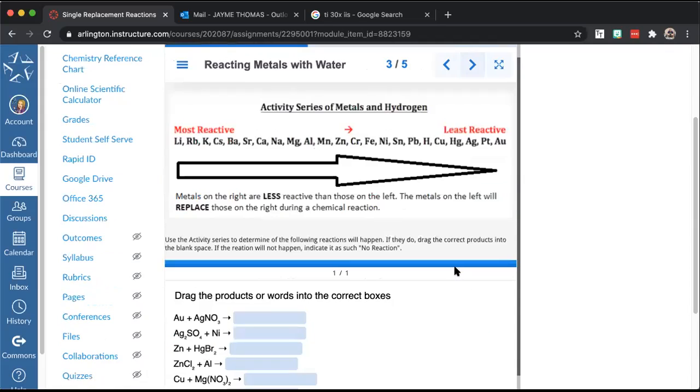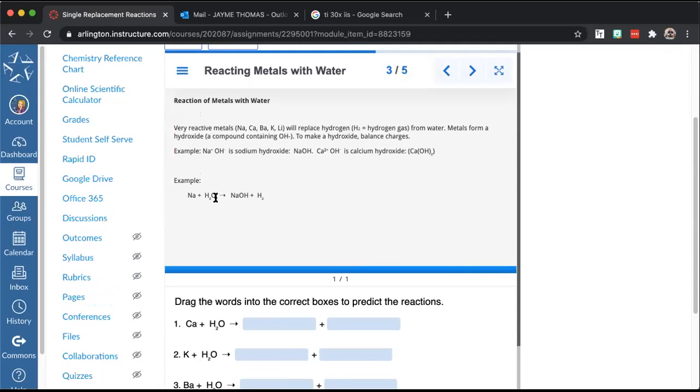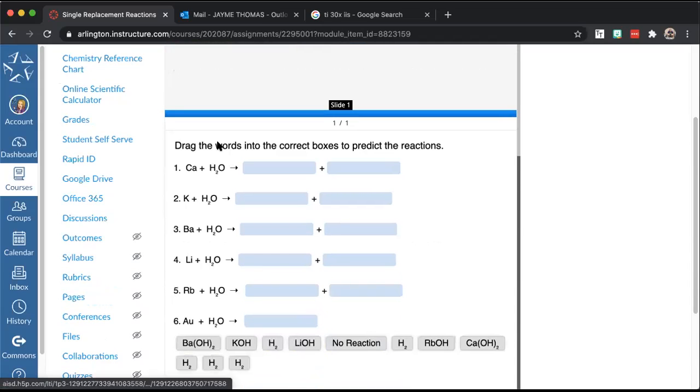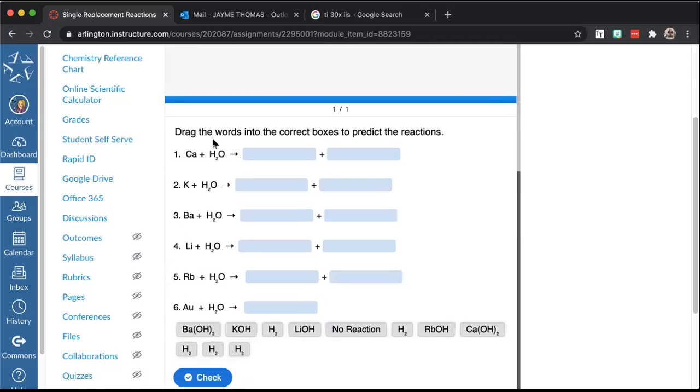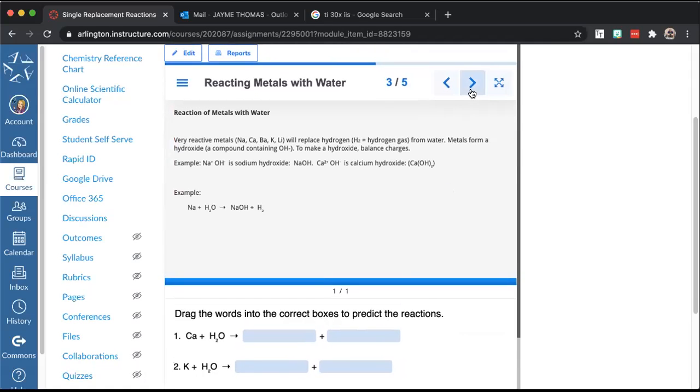The third page, specifically, is going to be ones that are all a metal reacting with water. So if you notice, they all have kind of the same pattern. It's a metal reacting with water. And so when that happens, remember we talked about the metal replaces the hydrogen. And so you will figure out what the products should be on here, okay, and drag them where they need to go.